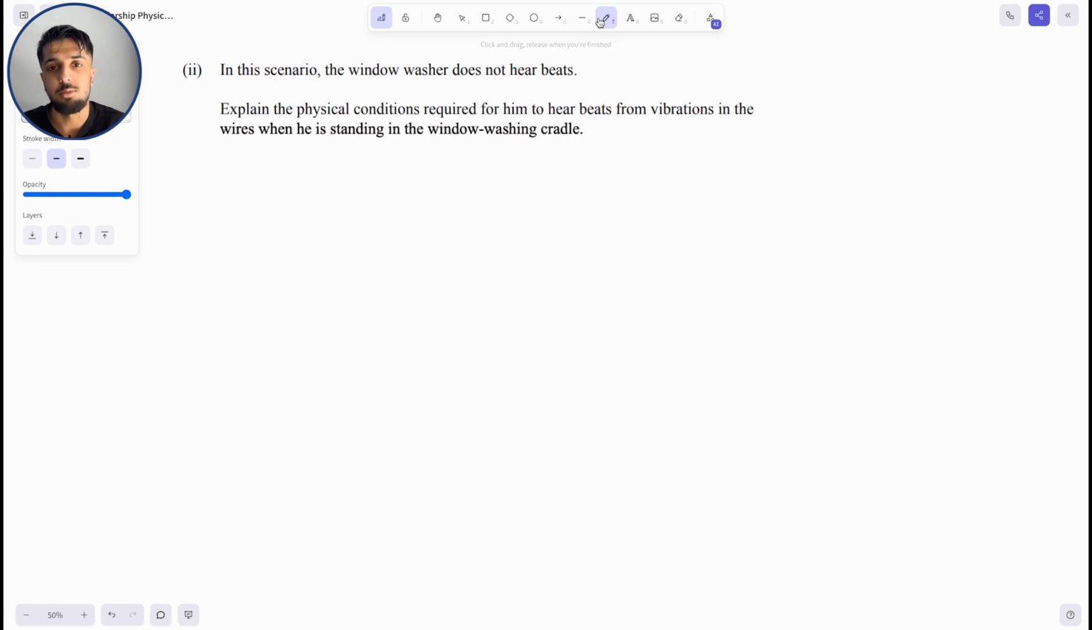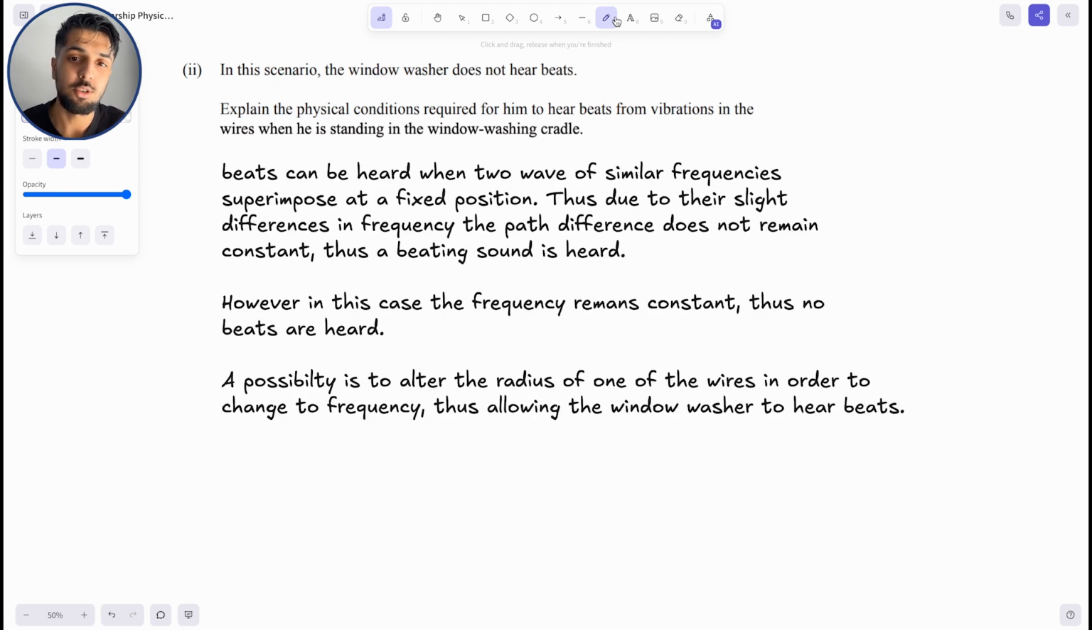So we can put that in words. Beats can be heard when two waves of similar frequencies are superimposed at a fixed position. Due to their slight differences in frequencies, the path difference does not remain constant, and therefore the window washer will hear a beating sound. However, in this case, the frequency remains constant, thus no beats are heard. A possibility is to alter the radius of one of the wires in order to change the frequency, thus allowing the window washer to hear beats.